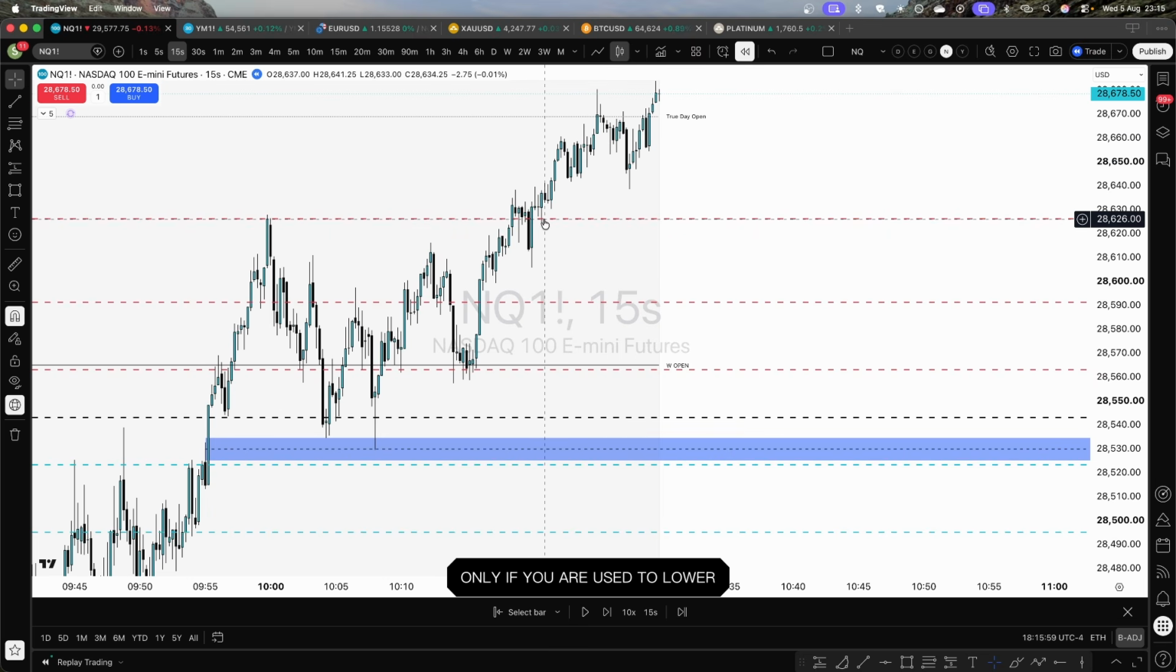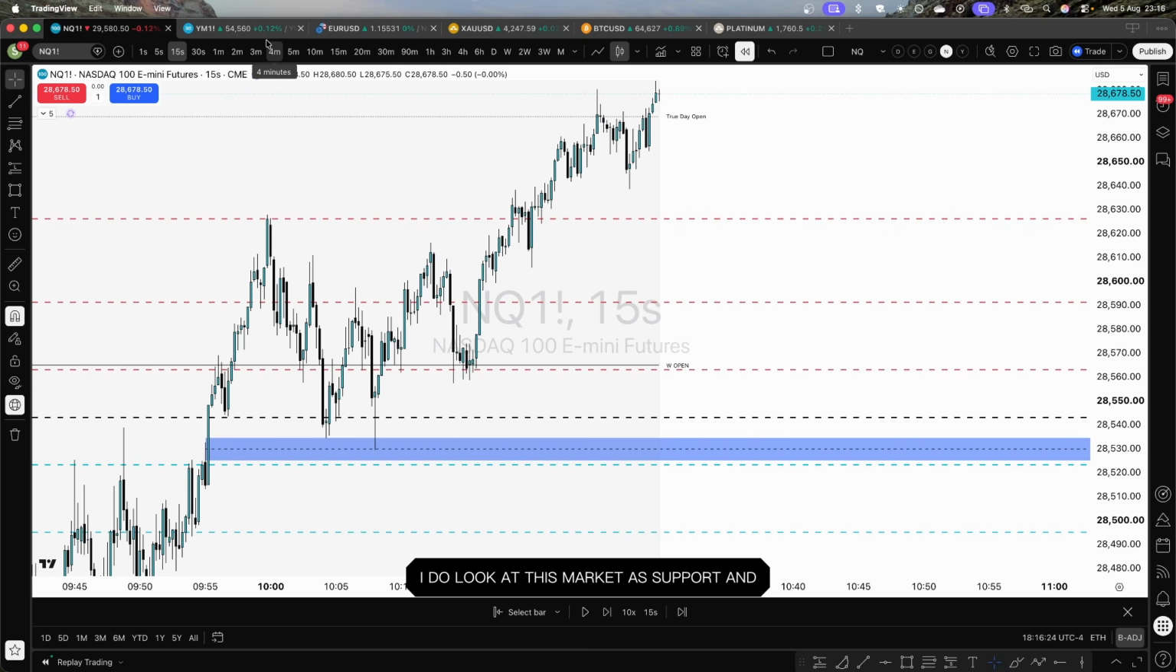Now, this is only if you're used to lower time frames and if you are capable with lower win rates and more precise entries. But we can also see over here we tapped the weekly open, so this was a very high probability setup in regards to the market providing us bullish momentum and support at these levels.